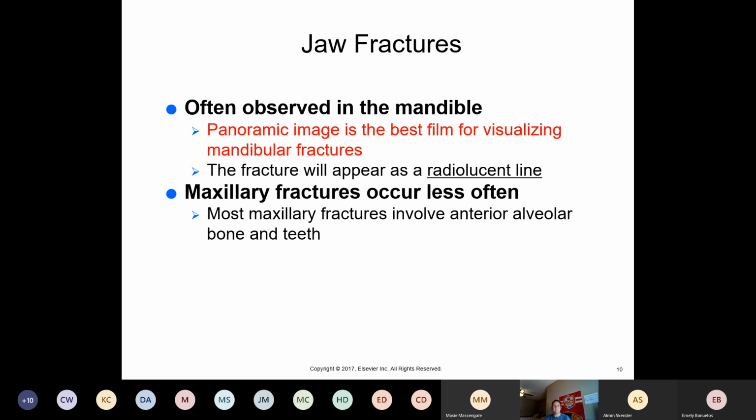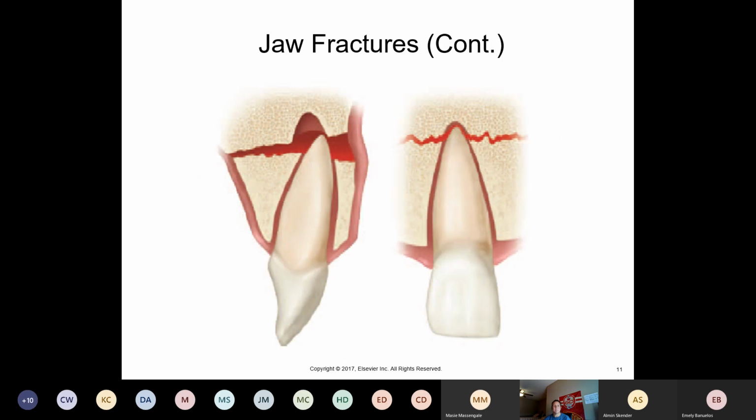And again, if we do see them, they're probably going to be in that anterior alveolar bone and teeth where people sustain injury often. And this is an example of what a jaw fracture might look like on X-ray.